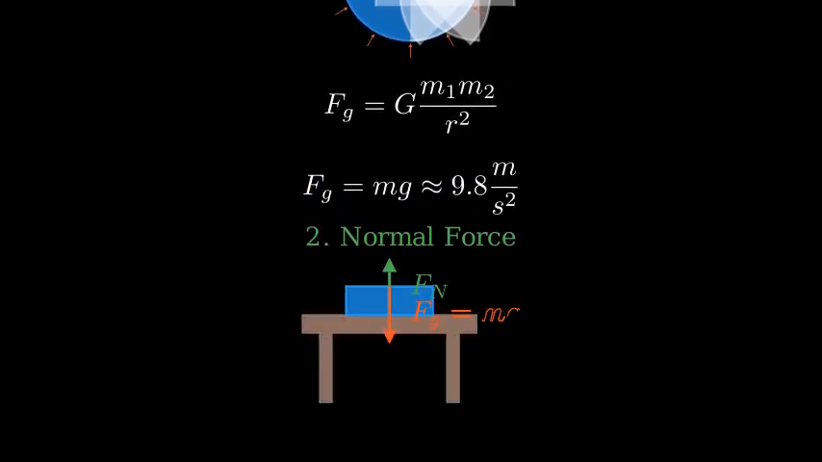Next, let's talk about the normal force. The normal force is a contact force that acts perpendicular to the surface that an object is resting on. When you place a book on a table, the table exerts a normal force upward that exactly balances the downward force of gravity, keeping the book at rest.